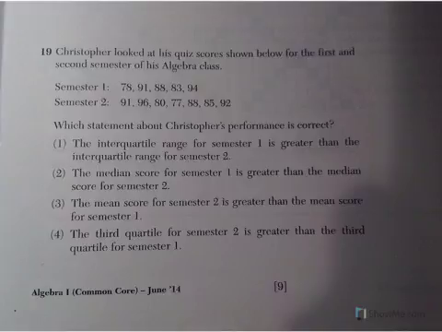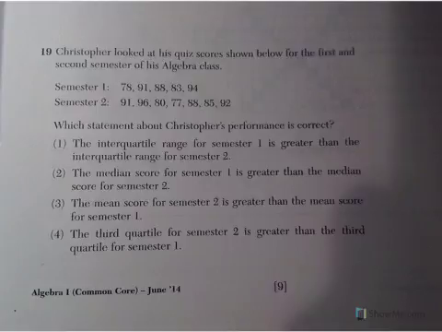Okay, number 19. Christopher looked at his quiz scores shown below for the 1st and 2nd semester of his algebra class. Which statement about Christopher's performance is correct? Okay, so we have interquartile range to look at, median score, mean score, and 3rd quartile. So, if you start by finding quartile 2, the median, what you have to notice is that neither of these lists are in order. So you would have to put them all in order. So, we could do that, or what we could do first is find the mean.